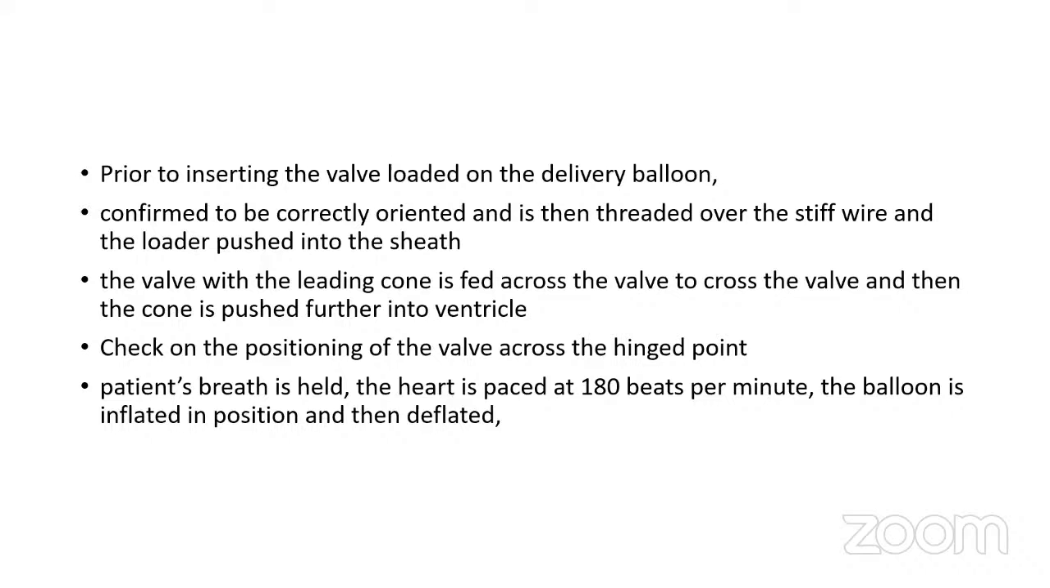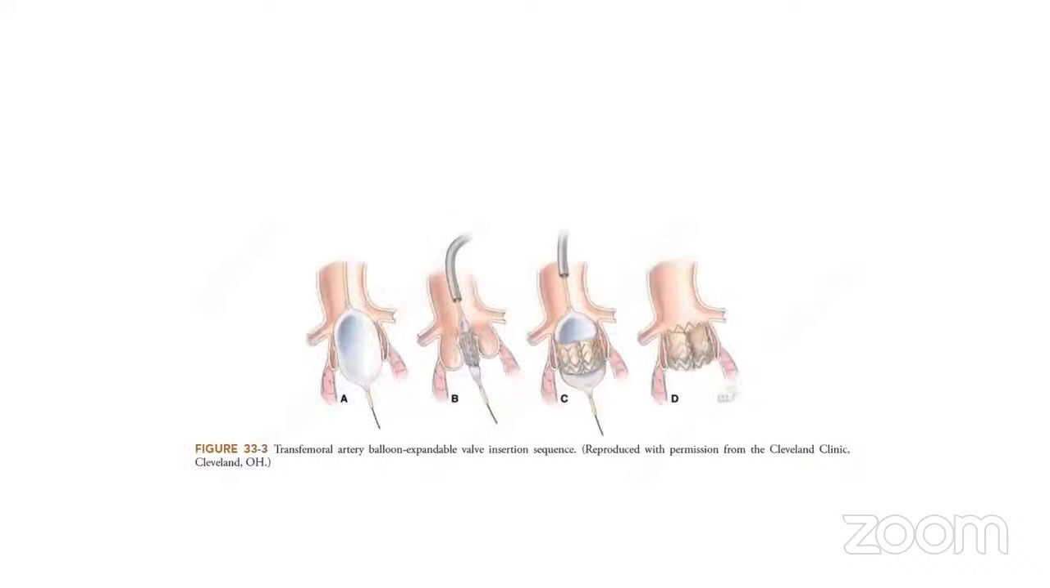The valve with the leading cone is then fed across the valve, and the cone is pushed further into the ventricle. Check the position by fluoroscopy, crossing the hinge point. Then the patient's breath is held and the heart is paced up to 180. Then the balloon is inflated in position and then deflated.